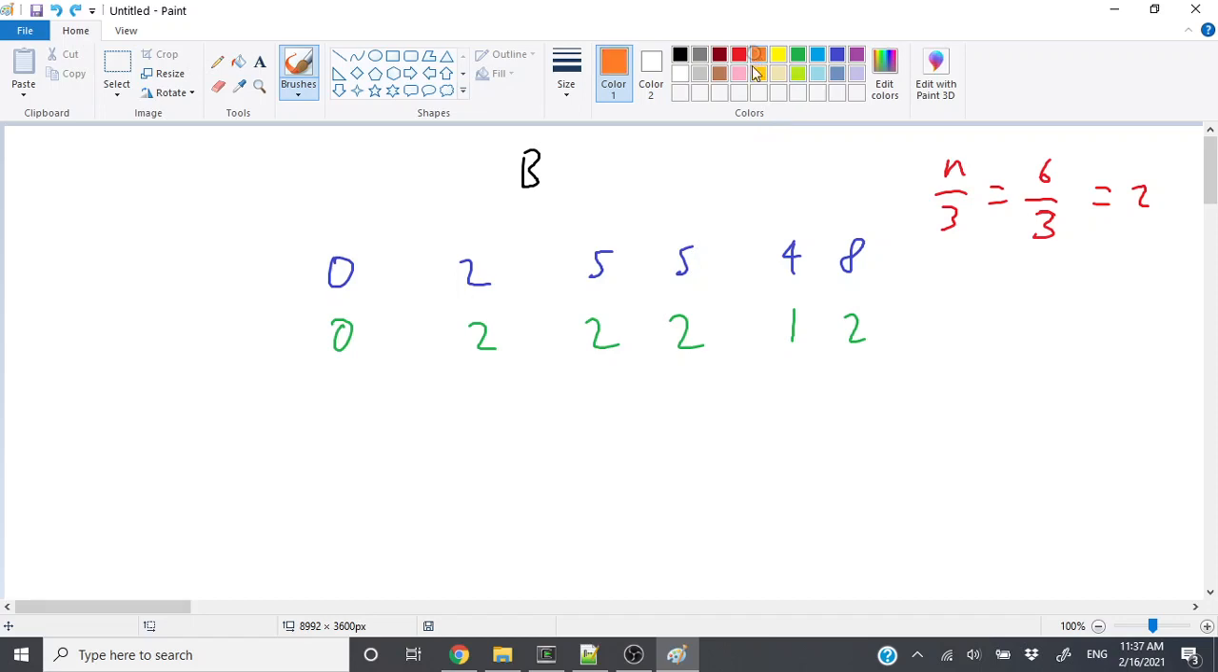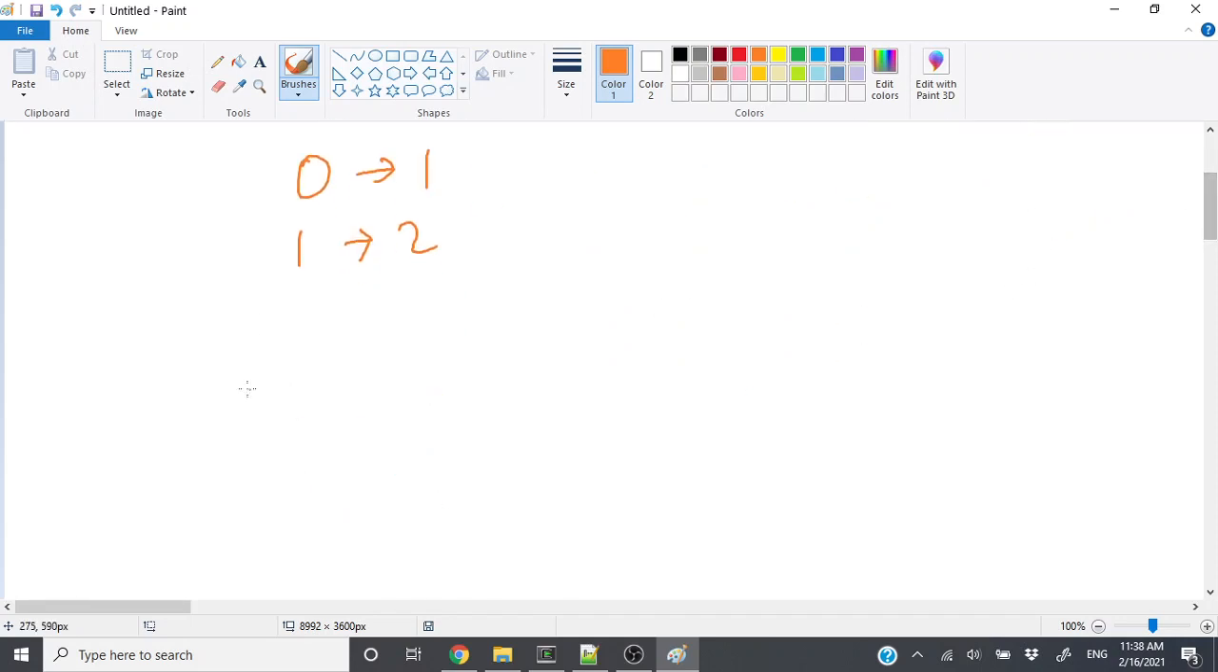simply iterate in order. So first we look at 0. Do we have too many zeros? If so, convert some of them to 1 so that we have exactly n over 3 of them. And then we iterate through 1. Do we have too many 1s? If so, convert some to 2. And do we have too many 2s? And if so, convert some to 0.